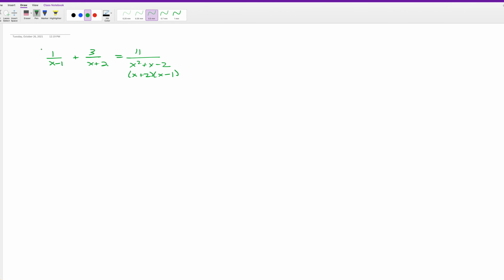Okay, so now I'm going to multiply both sides by my least common denominator. So that means I want to pick an expression that all of my denominators will divide into evenly. So we'll take x plus 2 and x minus 1. And it might be helpful to think of everything as a fraction. So now we'll start to distribute this to these two terms, and then we'll do this multiplication.